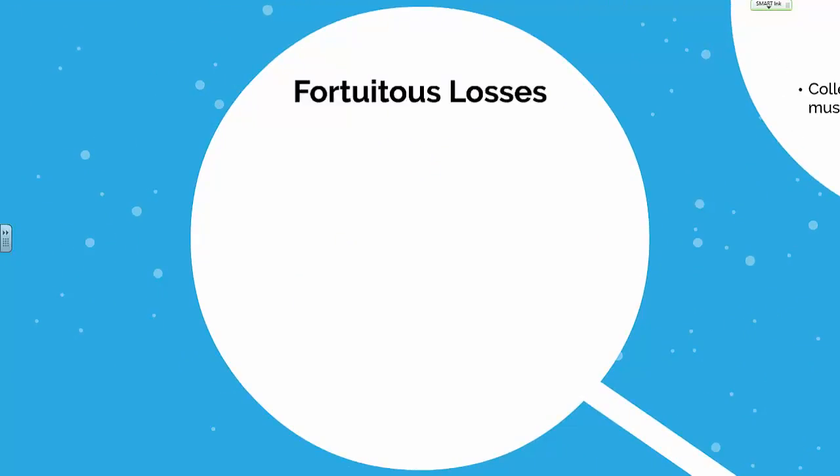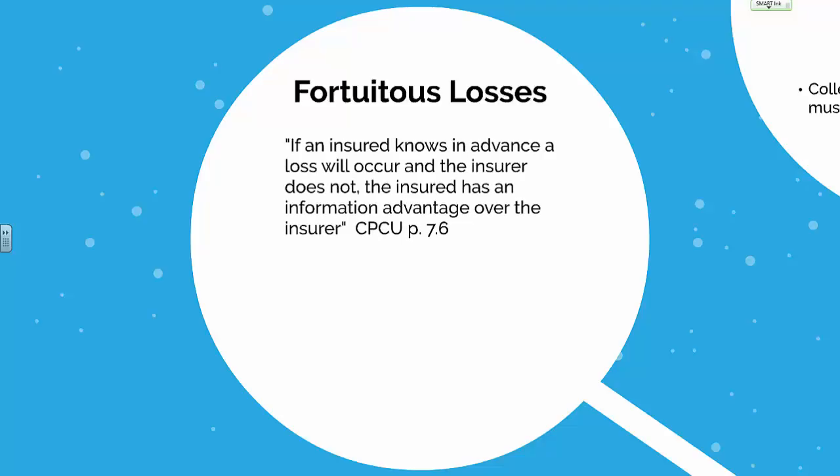Also, losses that are covered under an insurance contract must be fortuitous. A quote from CPCU 7.6, "If an insured knows in advance a loss will occur and the insurer does not, the insured has an information advantage over the insurer."